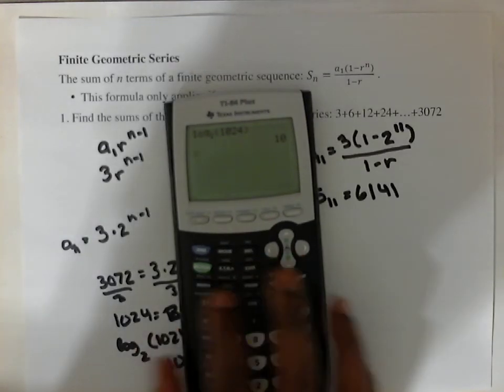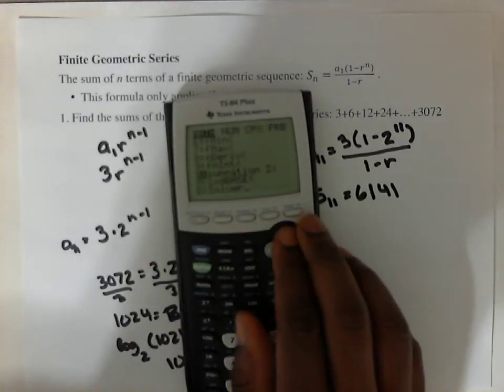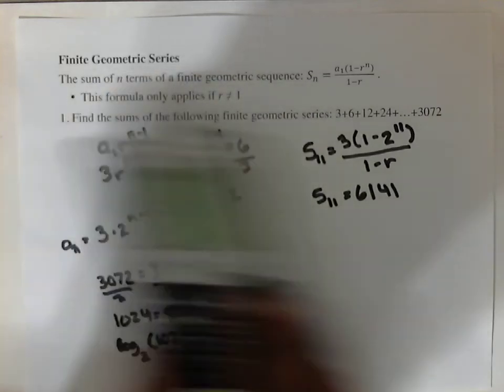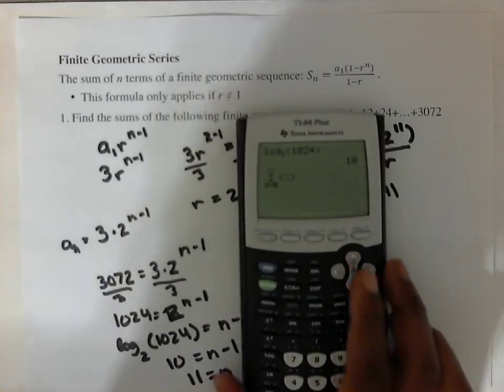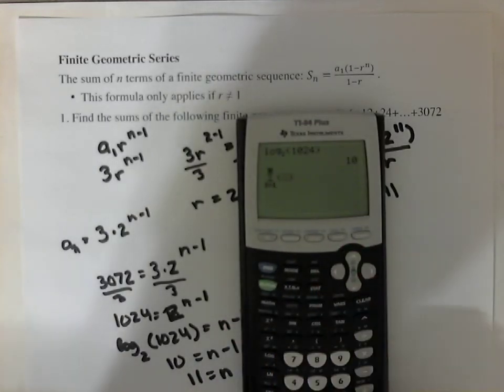If we go to math, go down to summation, we're going to use x, and then x is going to start at 1, and it's going to go to 11, of 3 times 2 to the power of x minus 1. And that gives us 6,141.